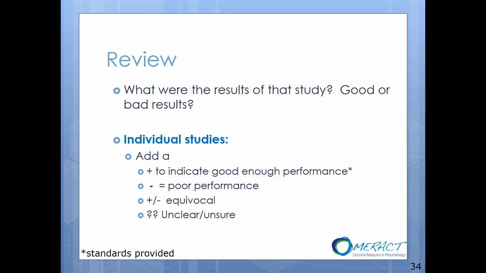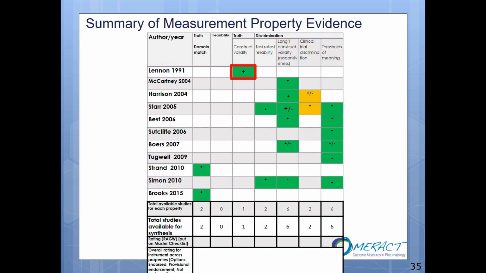Plus or minus is equivocal, and if you're not sure or it's unclear in the article what the results were, then you'd put a question mark. And that would be, you'd go back and review that in detail. So now you can start to see that we have pluses and minuses in our summary of measurement property evidence table.